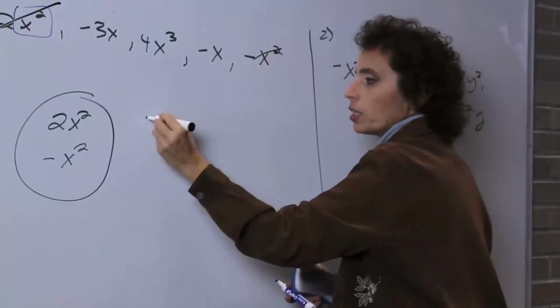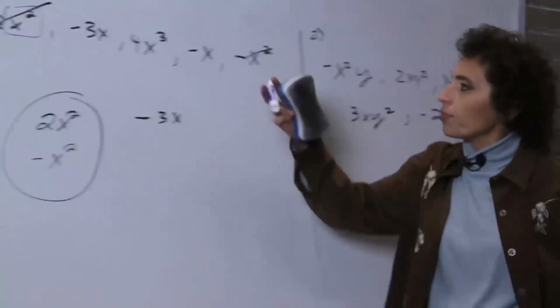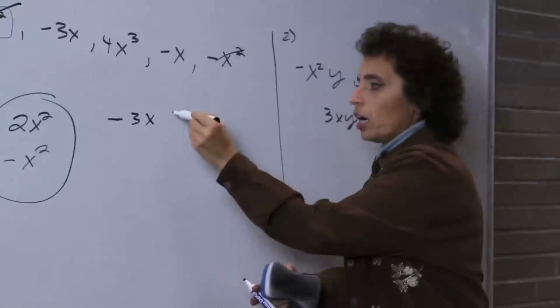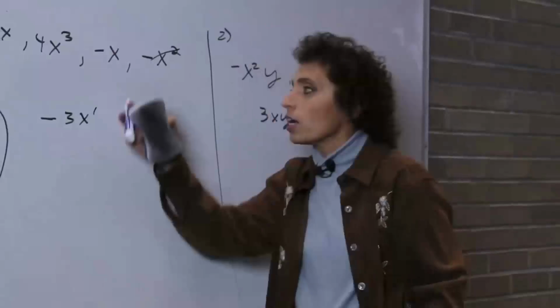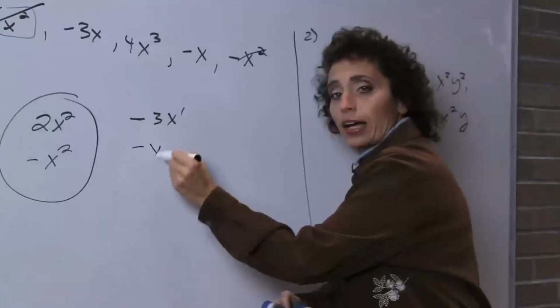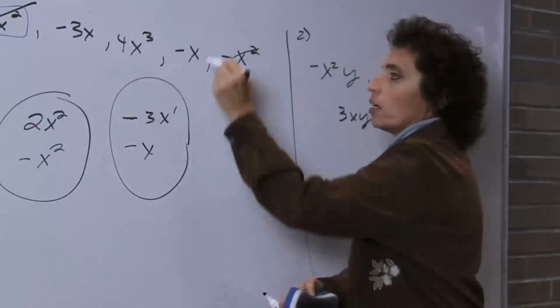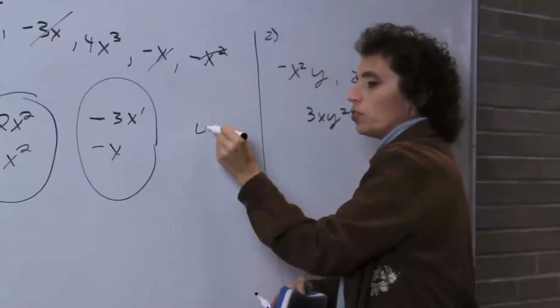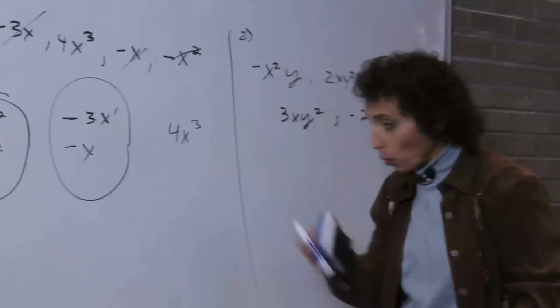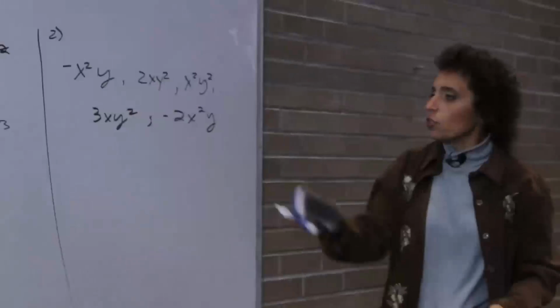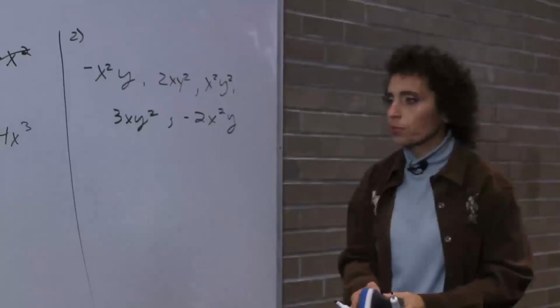Negative 3x, let's see if he has a friend. Negative 3x, we just need another variable factor that's an x. And that's right there, negative x. And then the only one that's left out in the cold is 4x cubed, no like terms. No friends for 4x cubed, sorry about that. So those are separated into like terms.